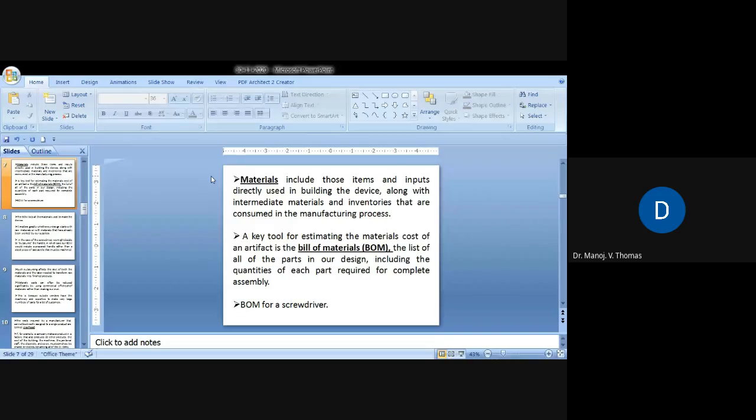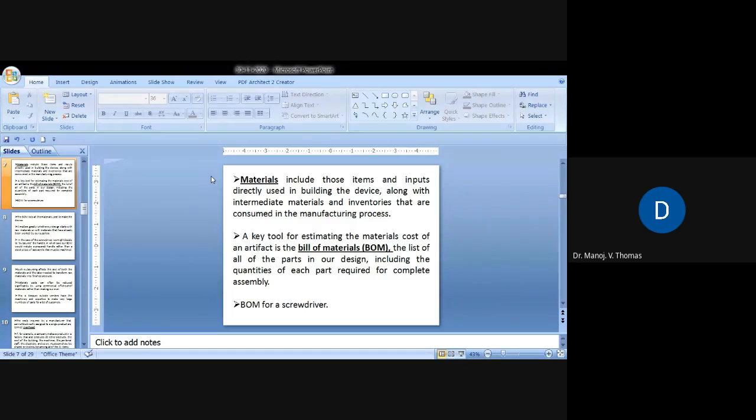The second factor we are going to consider for setting the price of a product in the economics of design is materials. Materials include those items and inputs directly used in building the device. What is the material that you are going to use? What are the components that you are going to use? For example, for a laptop, mobile phone, or some other machinery, what are the materials and components, along with intermediate materials and inventories that are consumed in the manufacturing process? Maybe during manufacturing you might require some solvent, some oil, or other supplies. So the cost of everything until the product is manufactured is the material cost.